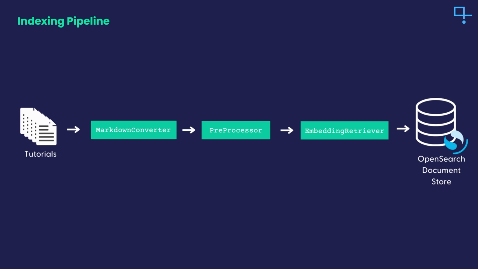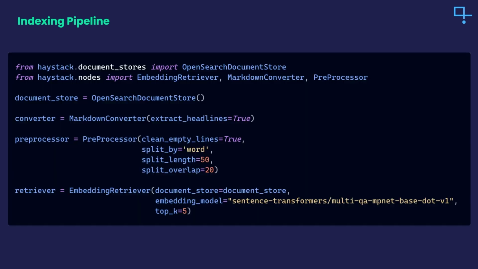It goes through a Markdown converter, and then that gets pre-processed. It gets chunked up into smaller segments, since our tutorials can be quite long. Then we use the same model we're going to use for the embedding retriever to create embedding representations, and then we index them into an OpenSearch document store.